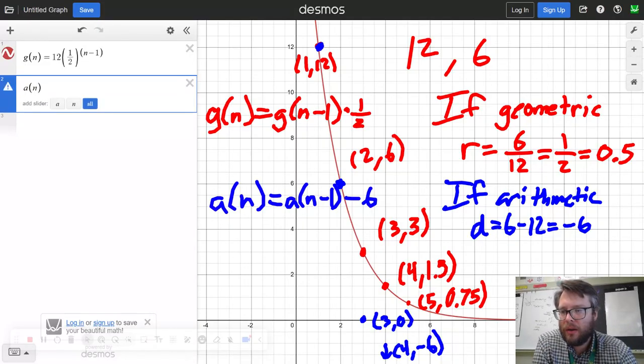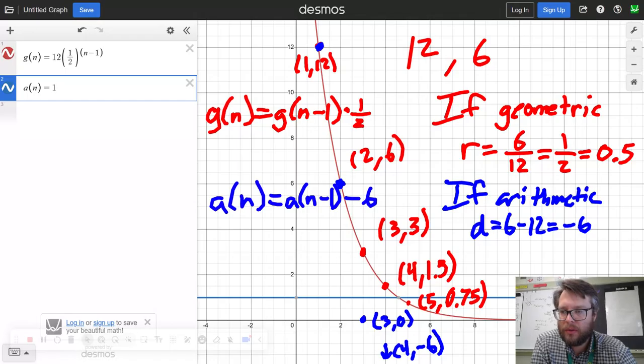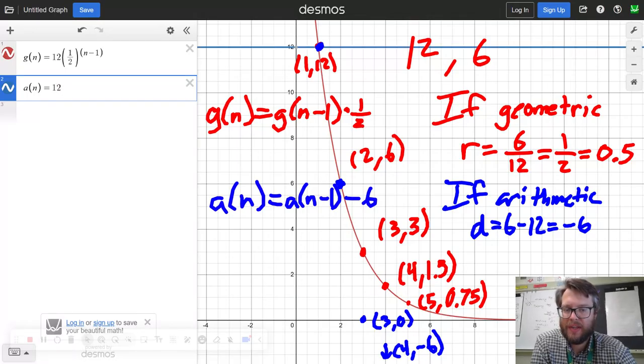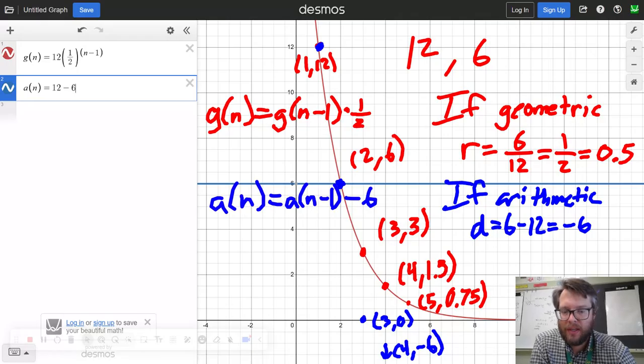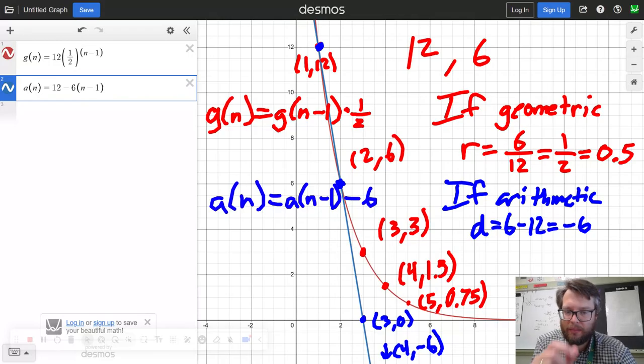And our arithmetic one also starts at 12, but instead of multiplying by a half, it adds negative 6, it subtracts 6, and instead of just subtracting 6 once, it subtracts 6 n minus 1 times. And again, you can see that goes through those dots right there.